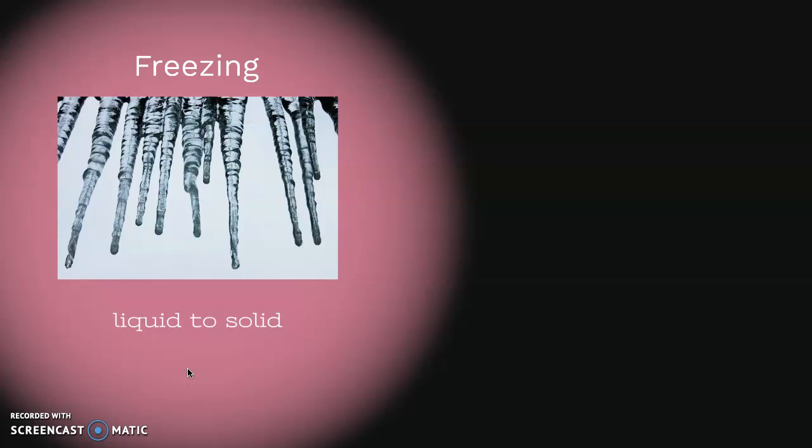And lastly, we have freezing, which I think you guys are very familiar with. This is a liquid to a solid. This is making something colder to the point where it freezes. An example, when winter comes around, ponds will freeze over because they've gotten to that point where they're so cold that it has to change states.